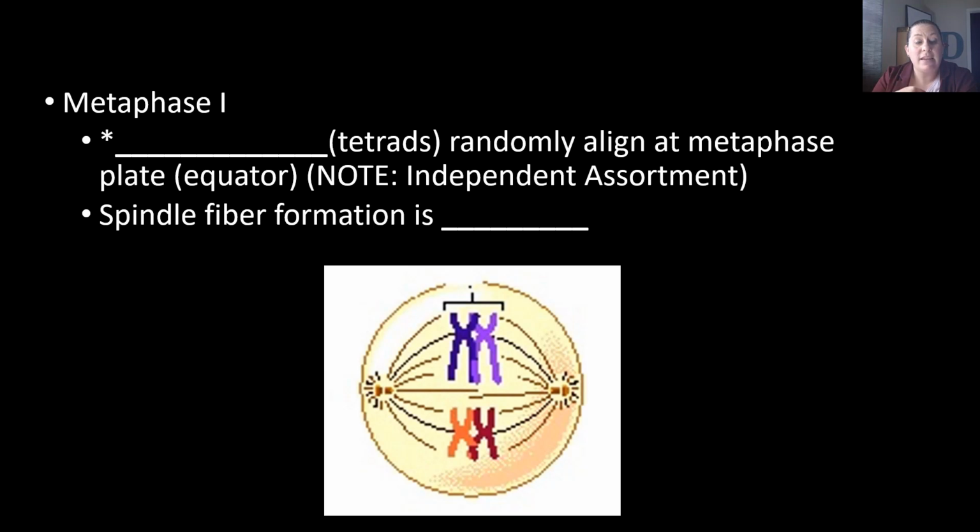All right, so now you can see the tetrads on here, and they were present in the prophase picture, but now we're in metaphase. In metaphase, the homologs or tetrads randomly align at the metaphase plate, the equator. And they undergo this through what we call independent assortment. They're not going to care where all the moms are lining up or the dads are lining up. They're all just lining up in the middle. Spindle fiber formation then is going to be complete. They've connected into these kinetochores here. Okay, so metaphase I.